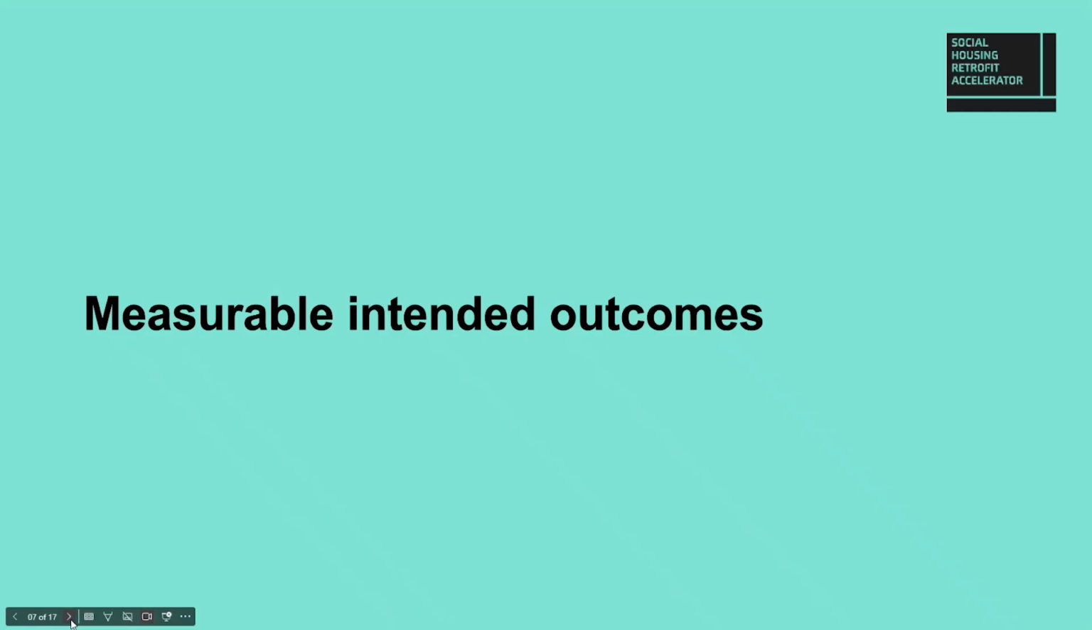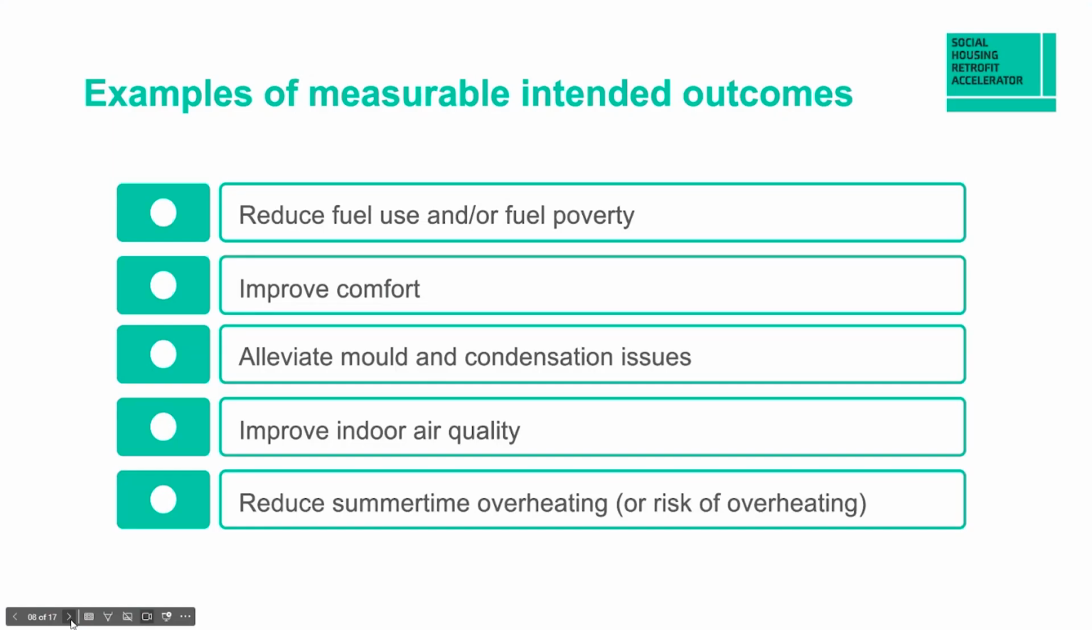Okay, so measurable intended outcomes. I think it's really important that we consider this at the beginning of any retrofit project. So monitoring and evaluation should not be left until the end of a project and then be an afterthought at that point. It really needs to form the basis of the beginning of your project. What are you trying to achieve with your retrofit project for your residents? You're all probably trying to get to EPC if it's a statutory requirement, but on top of that, you might be wanting to have specific outcomes.